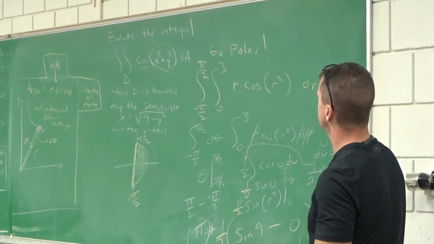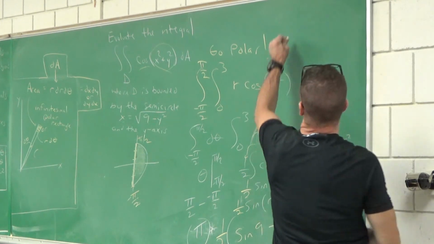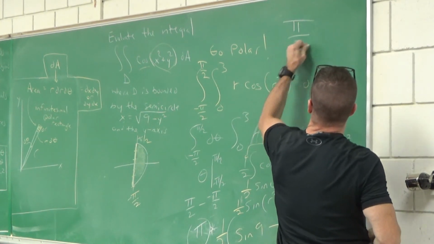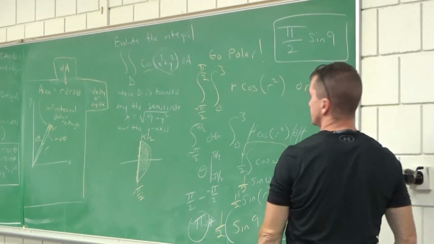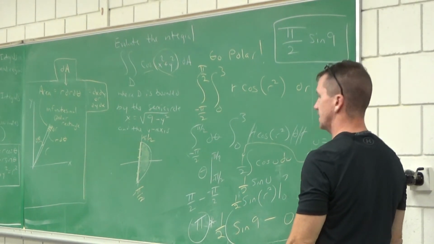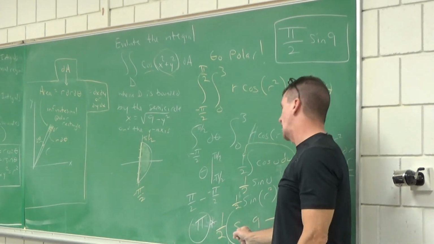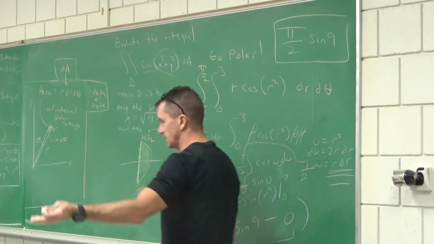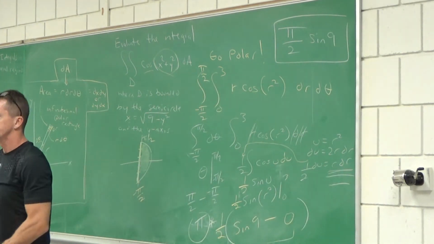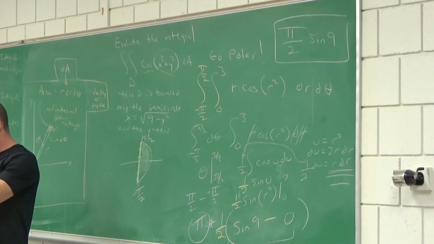What's the answer? Looks like we got pi over 2 times sine 9. That's it. When you get answers like pi over 2 times cosine 9 minus 1, you can just leave it like that. That's fine.